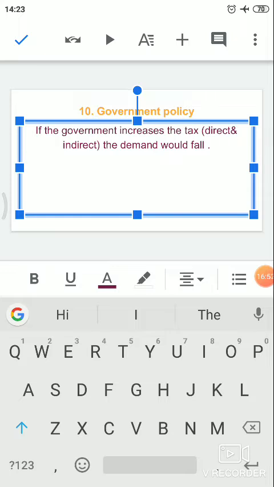In case the government increases the direct tax, that is your income tax, the disposable income available with the consumers will fall, and therefore they would demand less of it. Okay? On the other hand, if they spend money on the expenditure or construction of the bridges, roads, etc., then the demand for such commodity would increase.